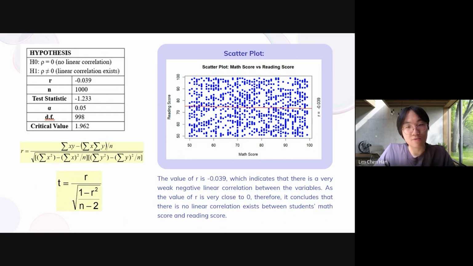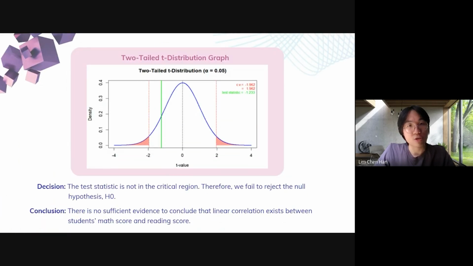As negative 0.039 is very close to 0, we conclude that no linear correlation exists between students' math score and reading score. Based on our two-tailed t distribution graph here, we can see that the test statistic, which is the green line, is not in the critical region. Therefore, we fail to reject the null hypothesis, H0. In conclusion, there is no sufficient evidence to conclude that linear correlation exists between students' math score and reading score.